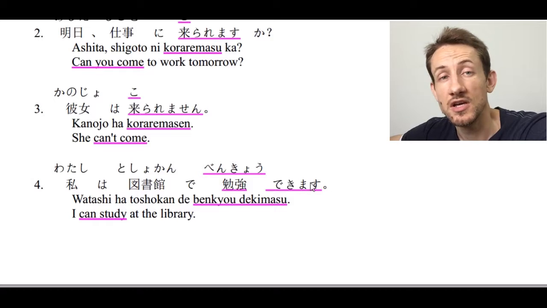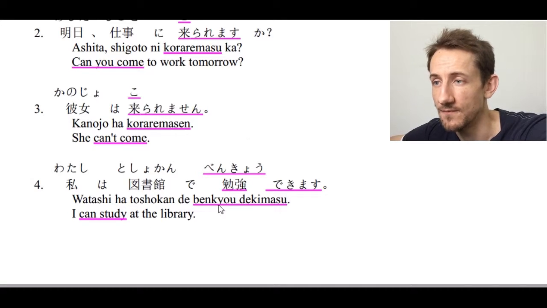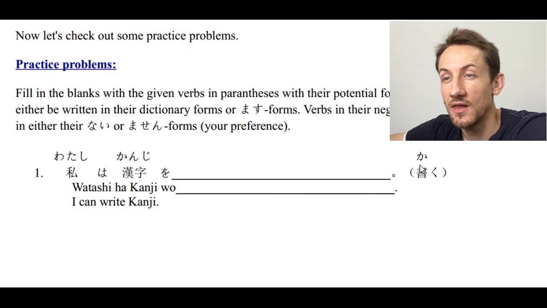And number 4, 私は図書館で勉強できます。I can study at the library. So here we have する becoming できる、できます。勉強する to study, 勉強できる to be able to study.